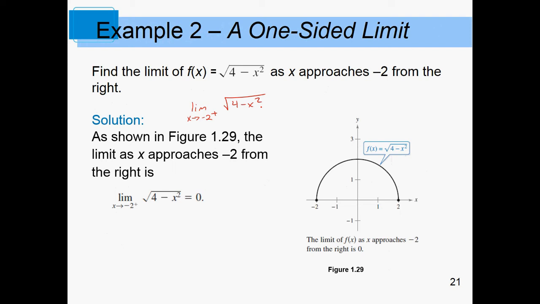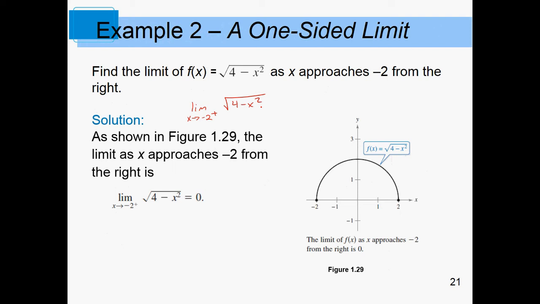Notice at positive 2, what kind of limit do we have? What direction is it coming from? It's coming from the left. So we only have a left-handed limit at positive 2. So at negative 2, we only have a left. At positive 2, we only have a right. But anywhere in between, we have a full limit.